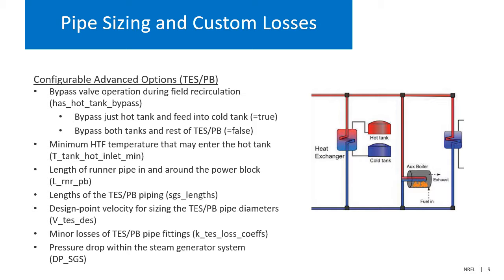Similarly, shown here are new parameters that relate to the pipe sizing in the thermal energy storage system and the power block. The first parameter also adds a new control for how the field is bypassed during times it is not producing. If the has hot tank bypass parameter is set to true, the heat transfer fluid coming from the field is routed through the cold storage tank instead of straight back out to the field. By doing so, the cold tank acts as a thermal reservoir and reduces the amount of auxiliary heat energy needed to keep the fluid above its freezing temperature.